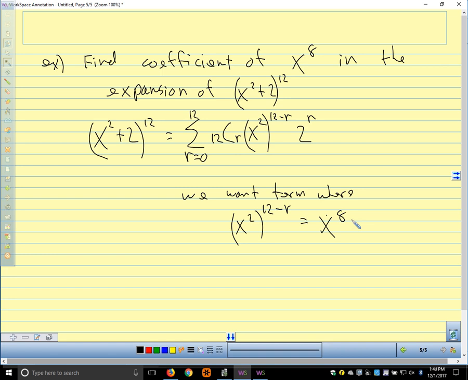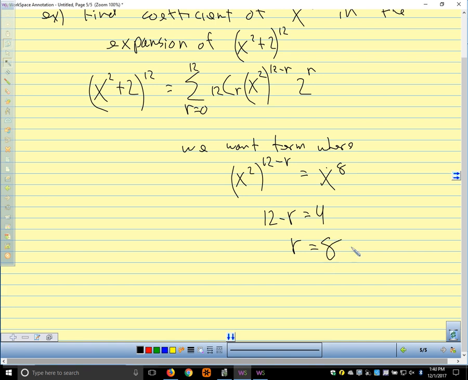So in that case, 12 minus 2r... no, 12 minus r has to equal what? 4. Because when we raise a power to a power, we multiply the exponents. So 12 minus r has to equal 4. So r equals 8. And it's a coincidence that this and this are the same in this particular problem.